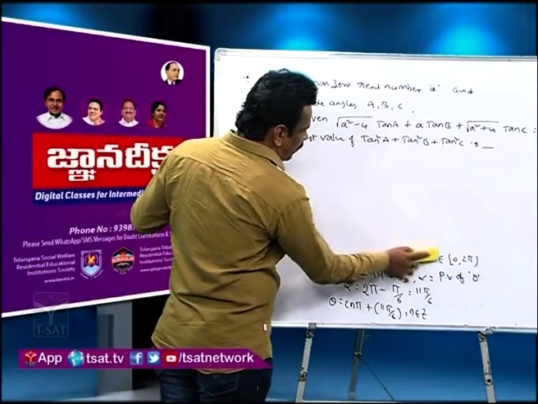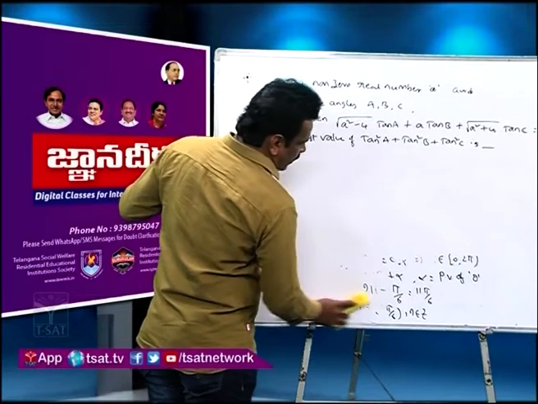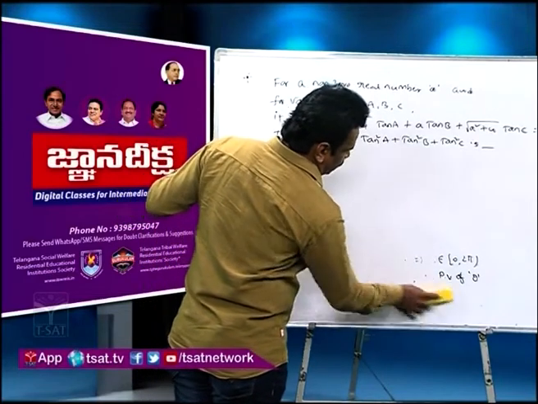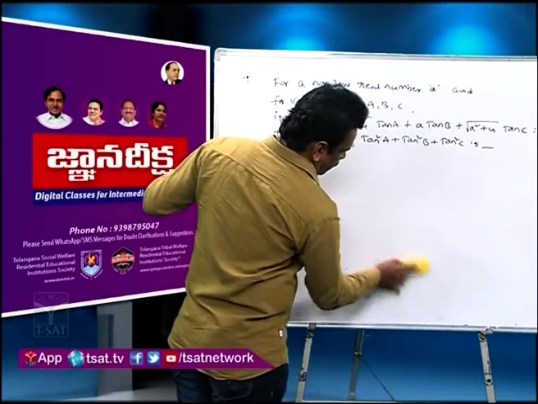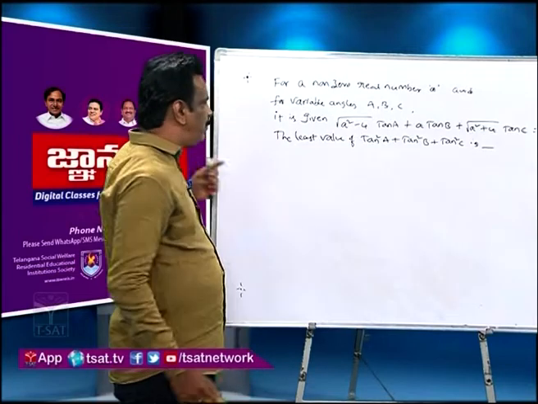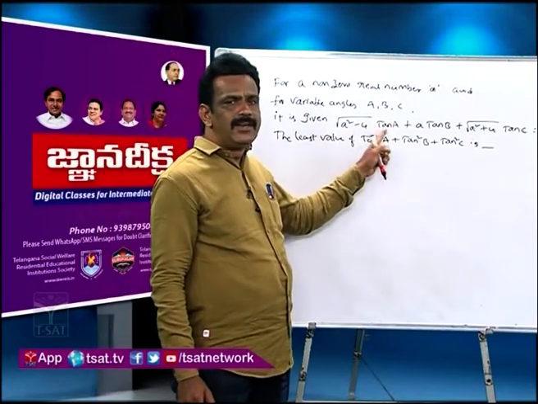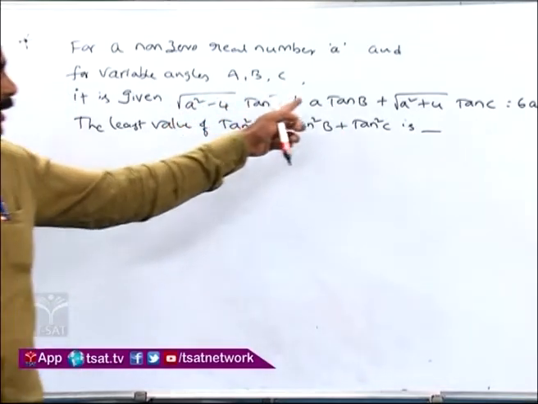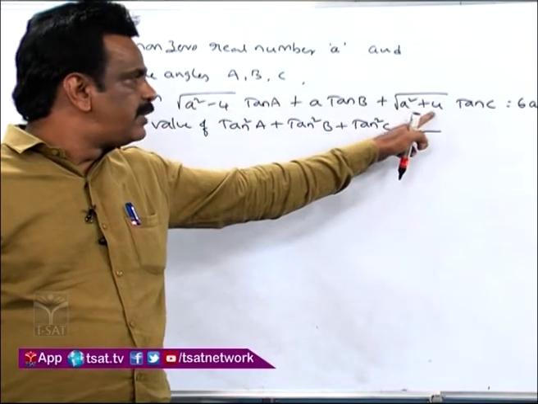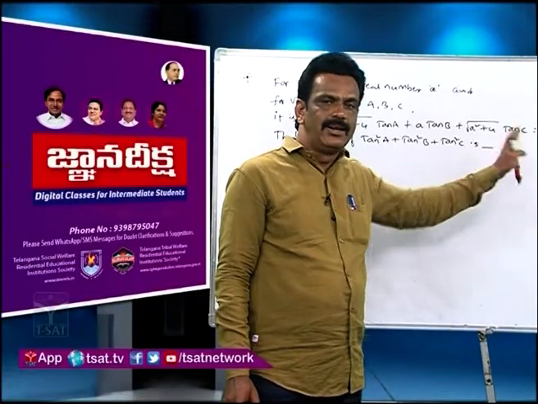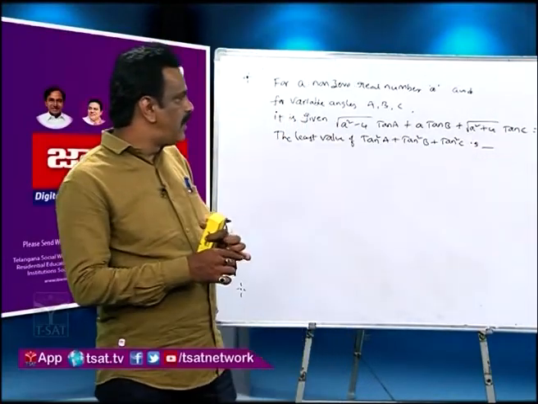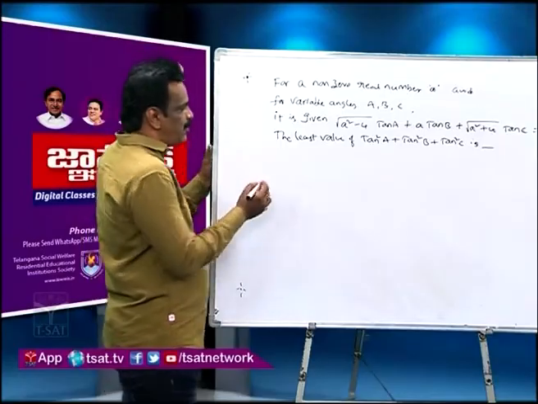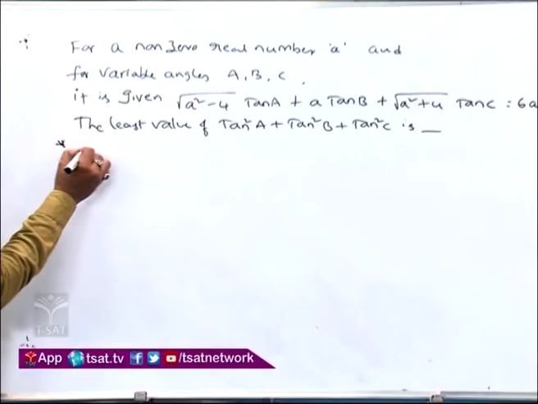The point number 1 here is we were given a product of two terms in each term. On the LHS we have one real number into another real number. A tan B means again one real number into another real number. Root of a square plus 4 is a real number into tan C, also a real number. Like that we have a sum of products of real numbers. We must remember this point.